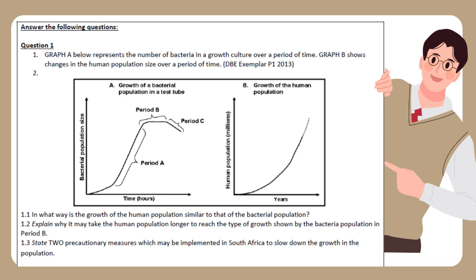Answer the following questions. Question 1. Graph A below represents the number of bacteria in a growth culture over a period of time. Graph B shows changes in the human population size over a period of time. DB exemplar P1 2013. 1.1 In what way is the growth of the human population similar to that of the bacterial population? 1.2 Explain why it may take the human population longer to reach the type of growth shown by the bacteria population in period B. 1.3 State 2 precautionary measures which may be implemented in South Africa to slow down the growth in the population.